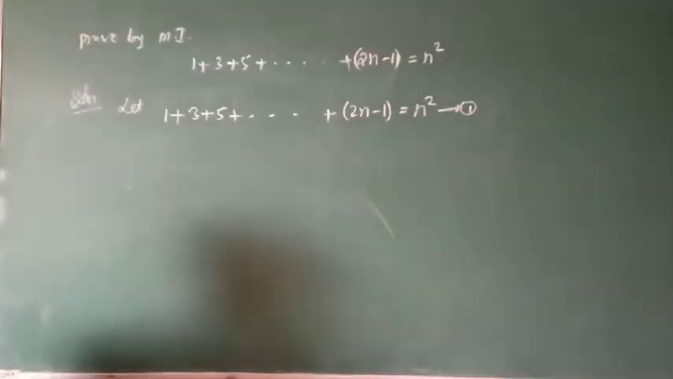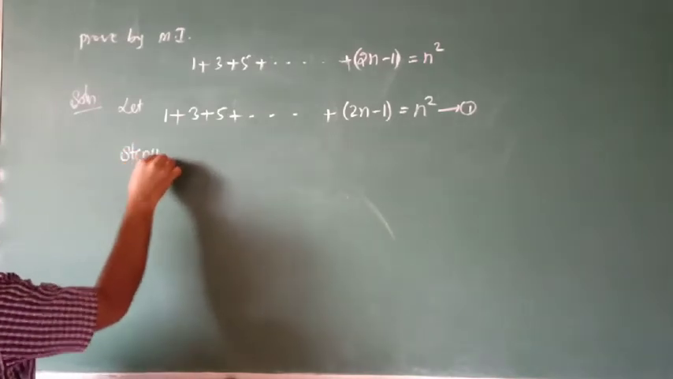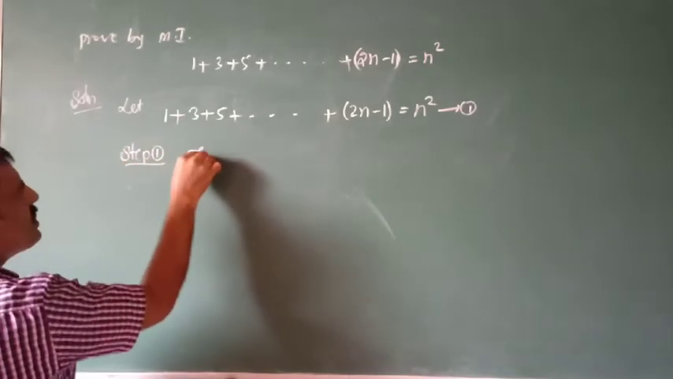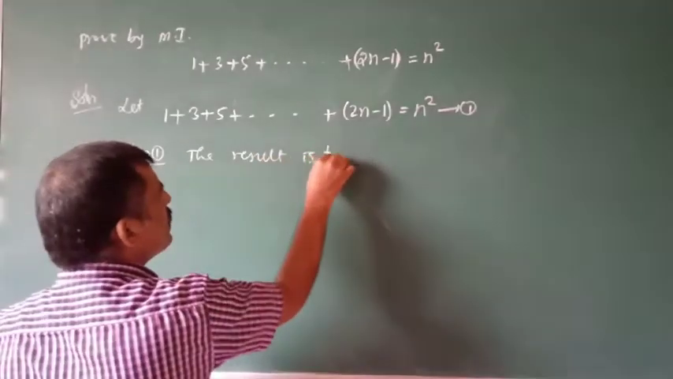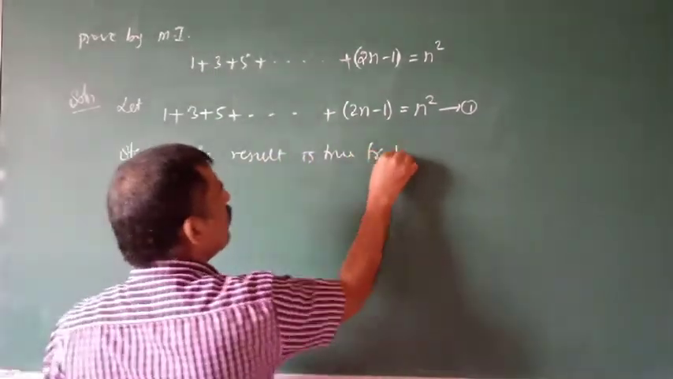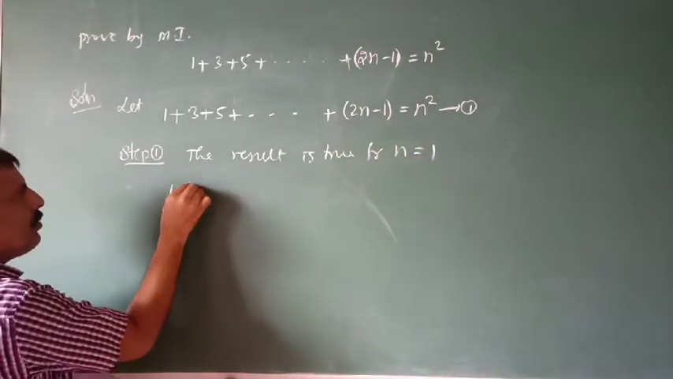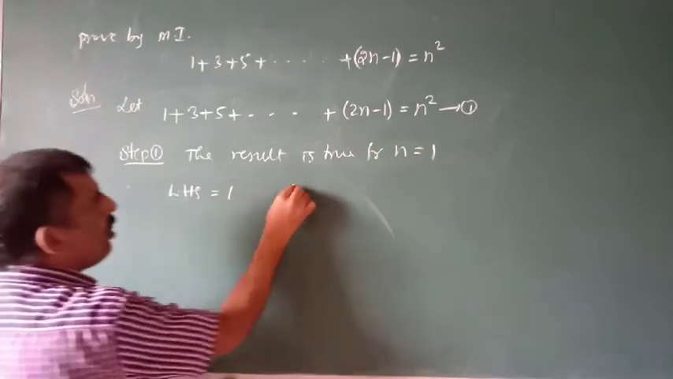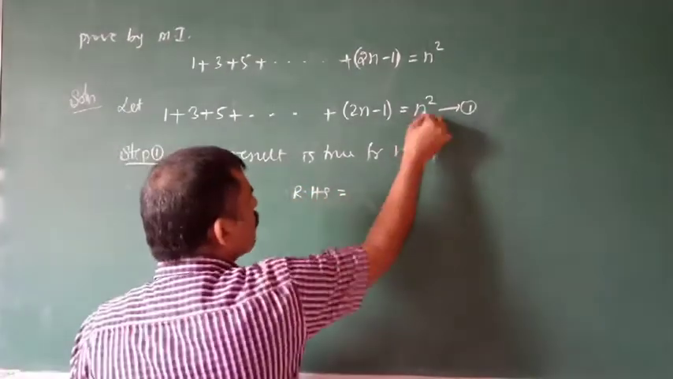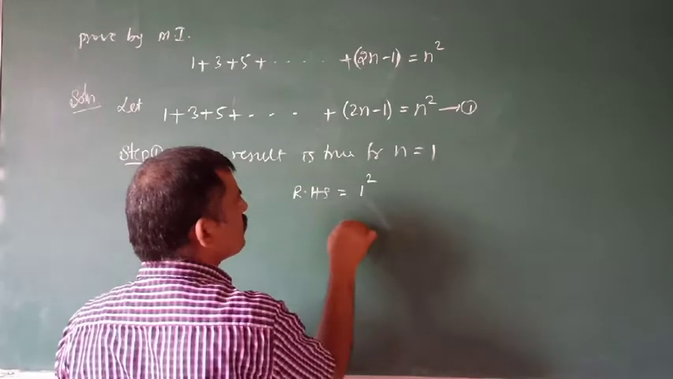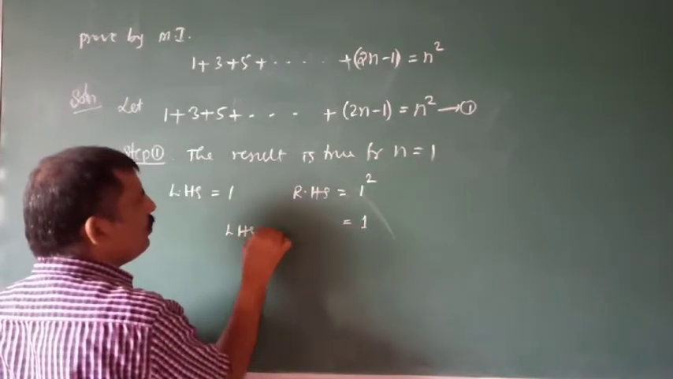Next one, step 1. Step 1 is the result is true for n is equal to 1. LHS is equal to 1. RHS is equal to n square, which is 1 square, which is 1. So LHS is equal to RHS.